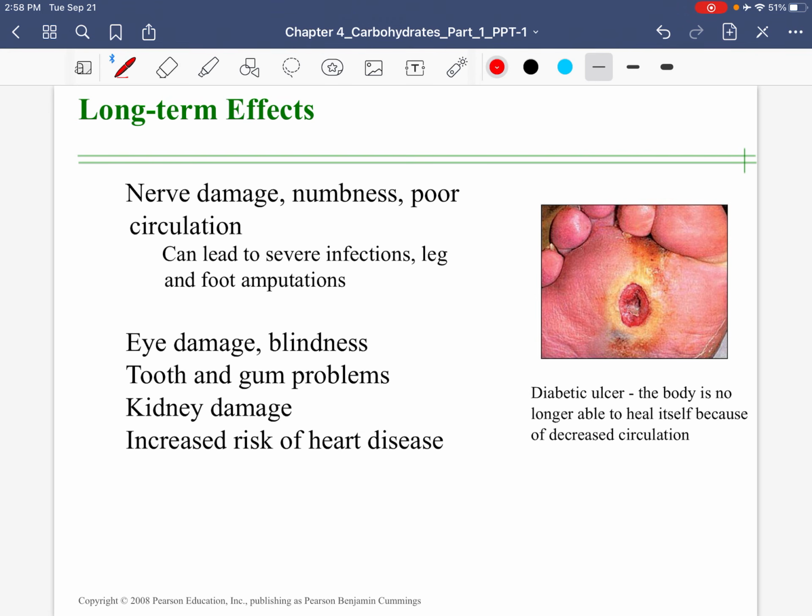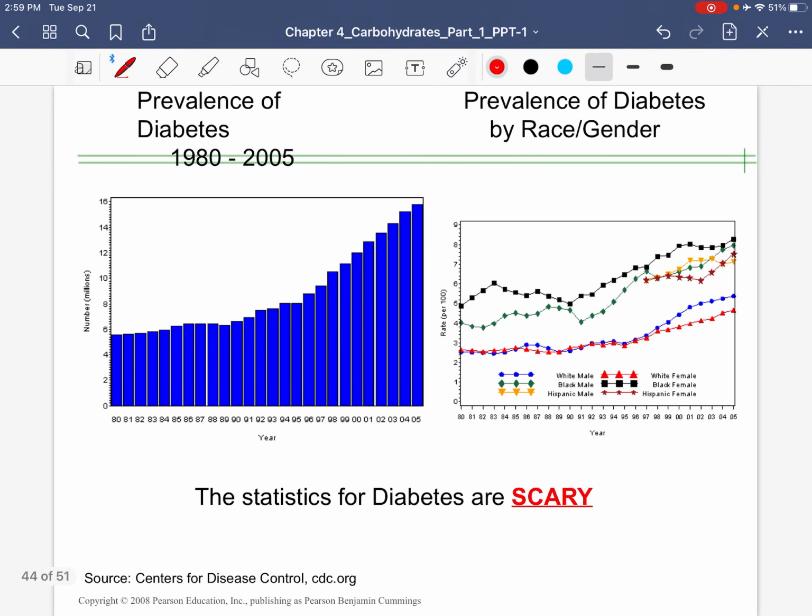There are long-term effects of diabetes. Long-term effects can include nerve damage, poor circulation. Here are two examples. Blindness or eye problems. These are all serious complications from a chronic state of too much blood sugar.